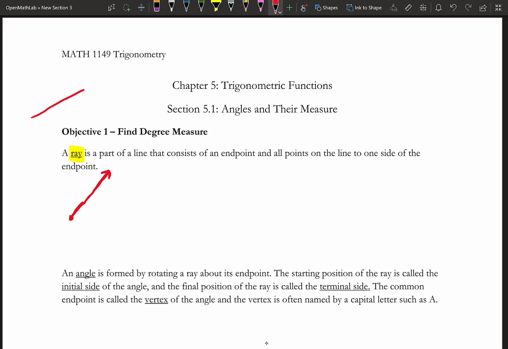Essentially, a line has two endpoints. The difference with a ray is we have some endpoint, and then we cut off everything that's not. Whoops, didn't mean to erase that. Basically cut off that other side. So this red side is what we got rid of. So it's essentially a portion of a line where we're cutting off one of the endpoints.